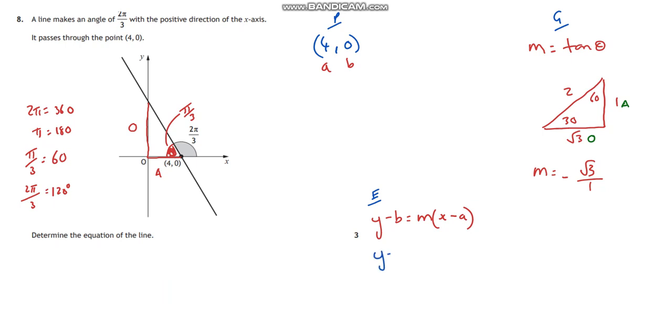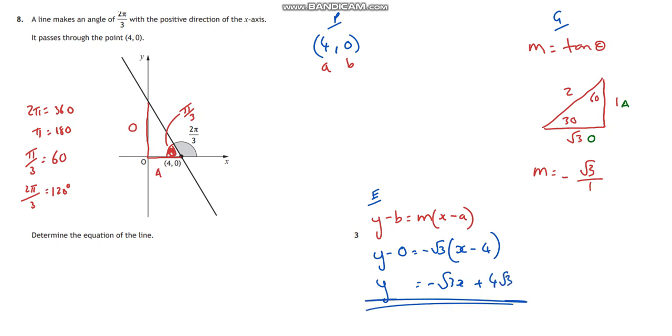So I've got y take away 0 is equal to negative root 3 over 1, which is negative root 3, isn't it? Times x take away 4. So that's y equals negative root 3 x plus, that's a bit annoying, but okay, 4 root 3, bit weird. But that's your final equation there.